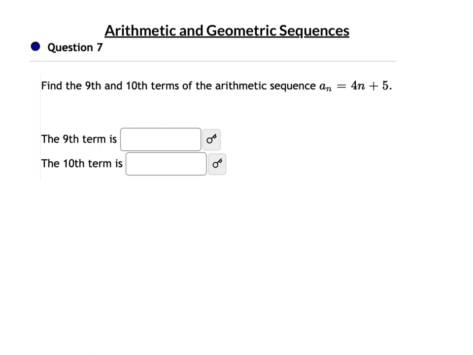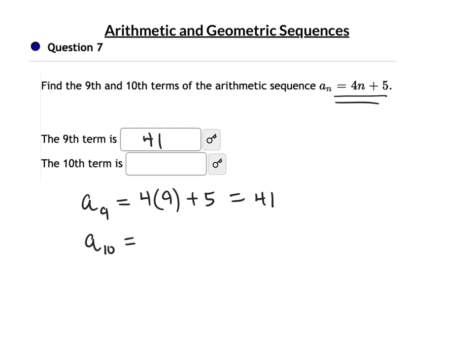Question 7. Here's an equation that produces an arithmetic sequence. Linear equations always produce an arithmetic sequence. The y values are always changing by a constant. If we want to know what a sub 9 is, that would be 4 times 9 plus 5. That's 36 plus 5, which is 41. A sub 10 would be 4, and you're going to plug in 10 for your variable. 4 times 10 plus 5. That's 40 plus 5, or 45.